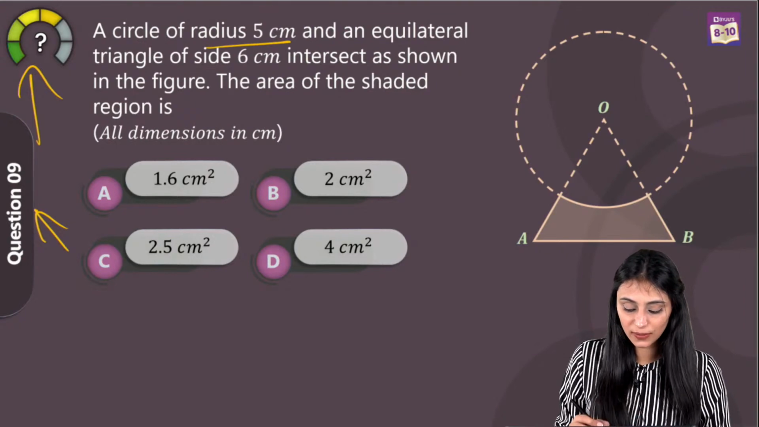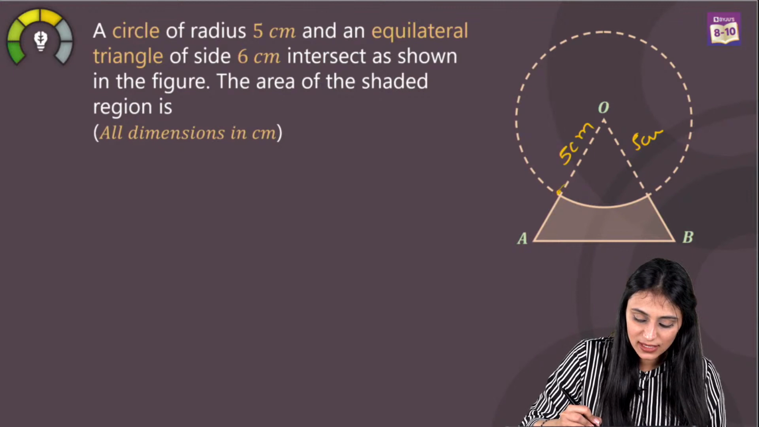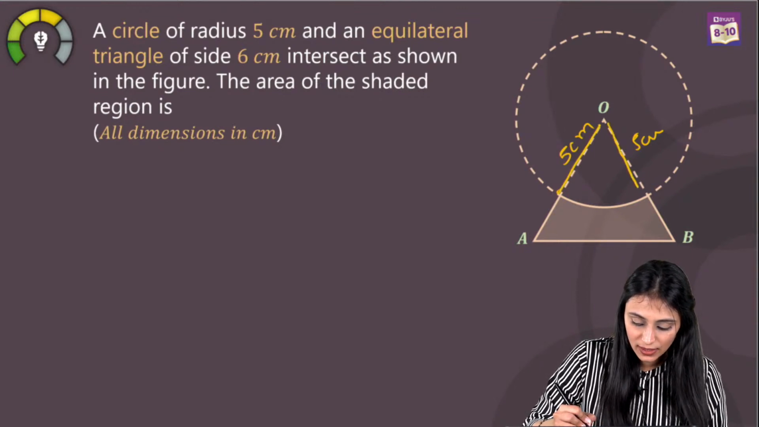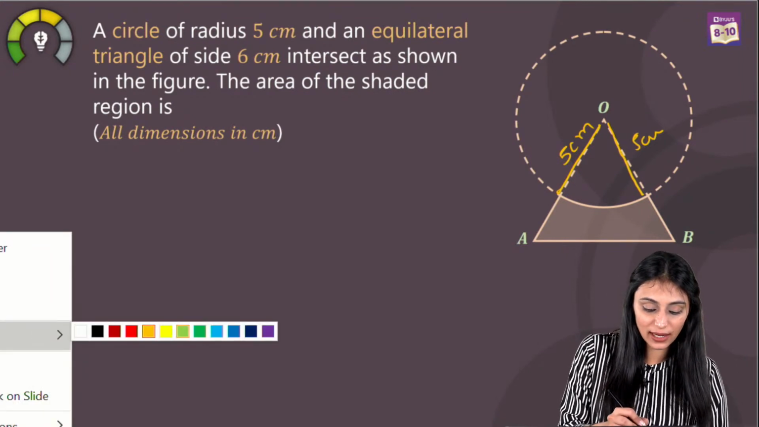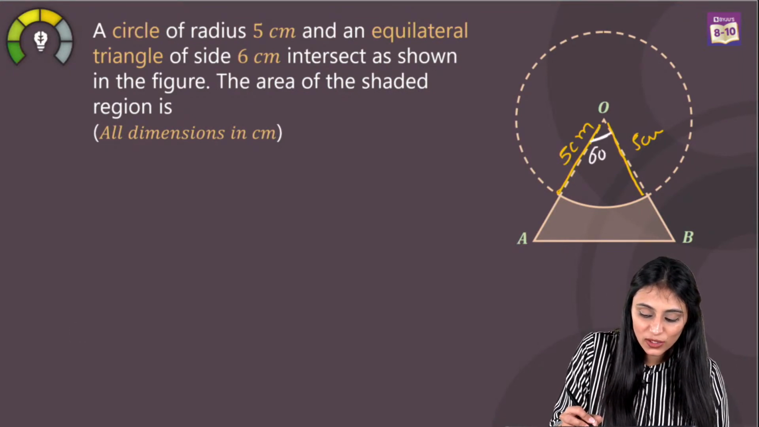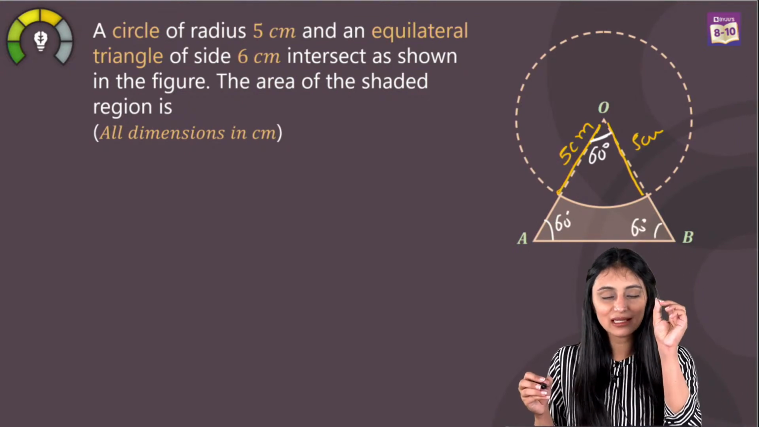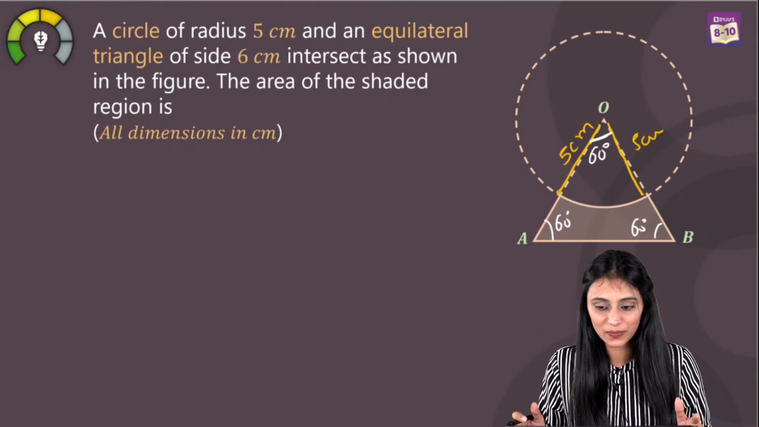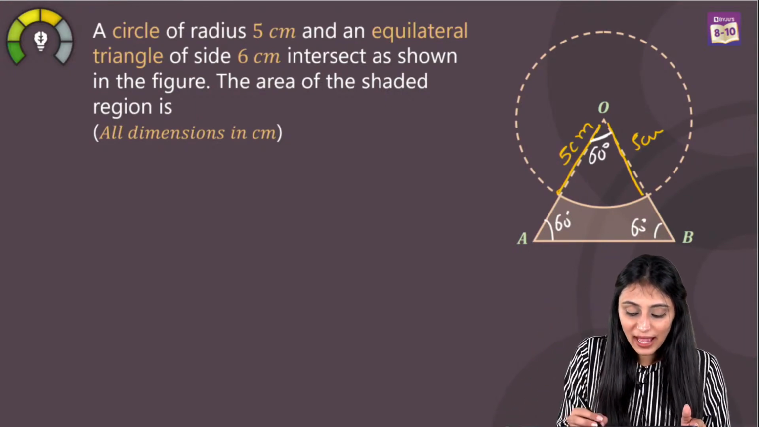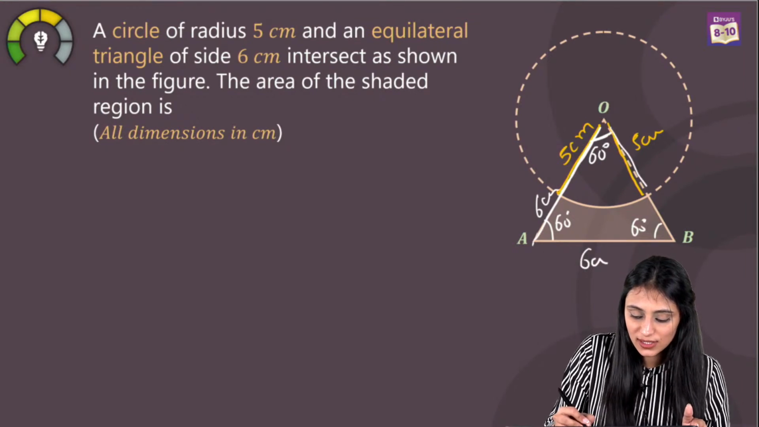What is the radius of the circle? Radius of the circle is 5 centimeters. This is the radius, correct? And we are talking about the triangle. It's an equilateral triangle. Since it is equilateral, the angle is going to be 60 degrees each, correct? See, the hints are given in the question only. You just need to pay attention to the keywords first. And it is equilateral, each side is 6. Side of the triangle is 6 centimeter. This is also 6, this is also 6.